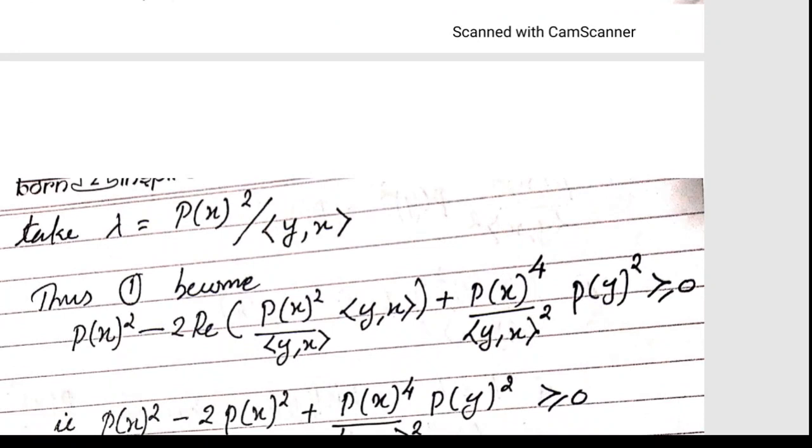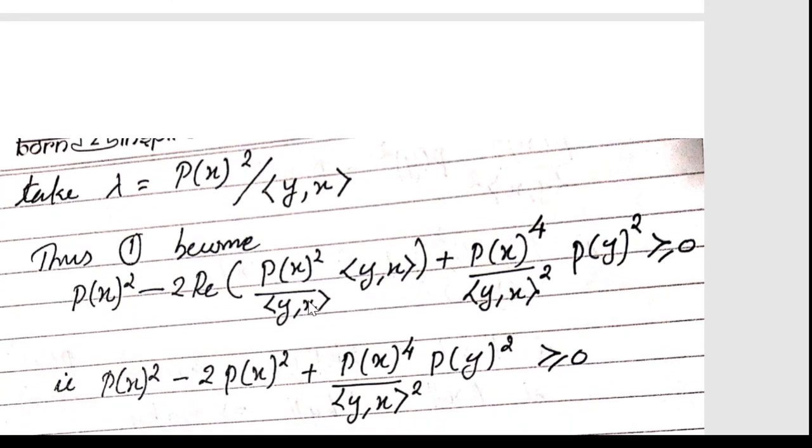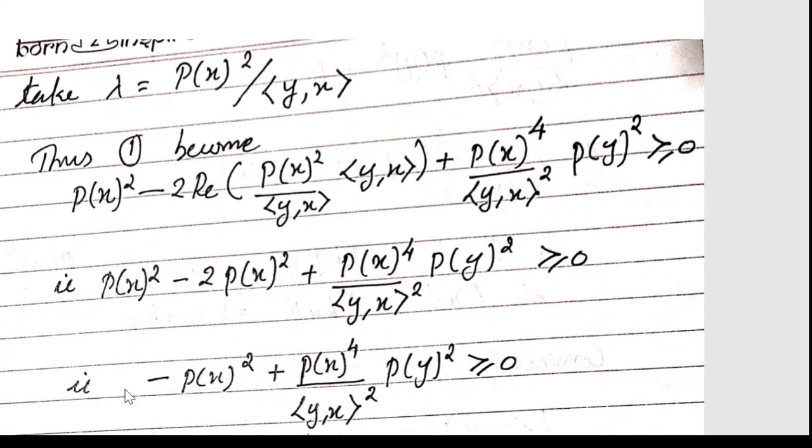That is p x square minus 2 times, see here, this will get cancelled. We have assumed that this is not equal to 0, so that will get cancelled. You'll get 2 times real part of p x square. p x square is already a real number, so it doesn't contain any imaginary part, so real part means that itself. Minus 2 times p of x square plus here p x raised to 4 as it is by mod inner product of y, x square as it is, this term as it is, and this term is greater than or equal to 0. See here, p x square minus 2 p x square, so you can simplify it. We will get minus p x square plus p x raised to 4 by mod inner product of y, x square into p y square is greater than or equal to 0.